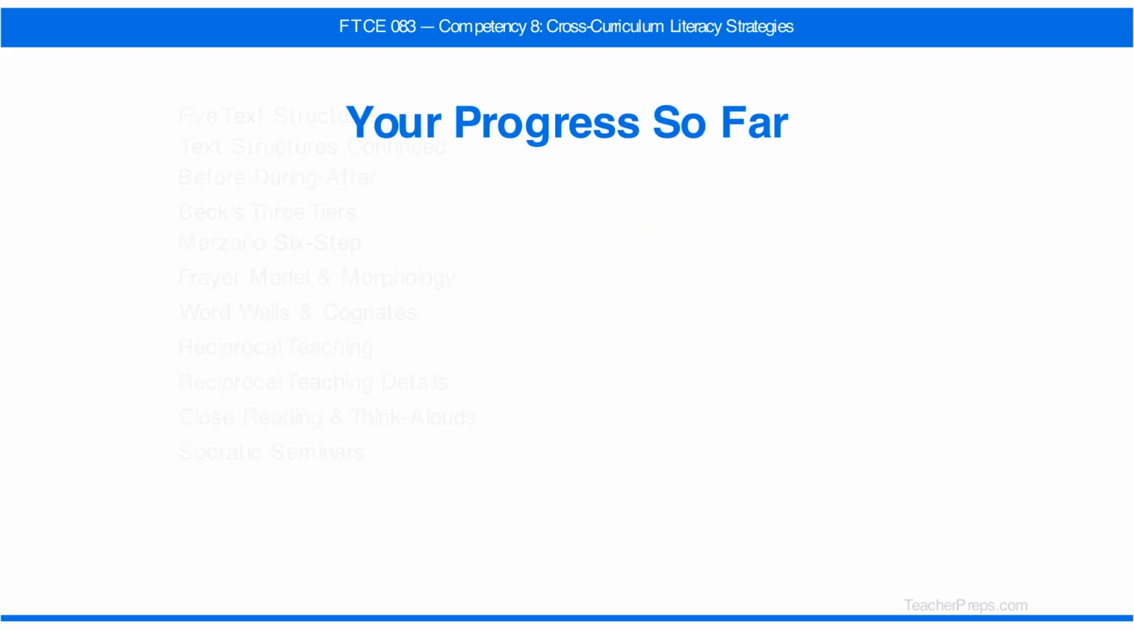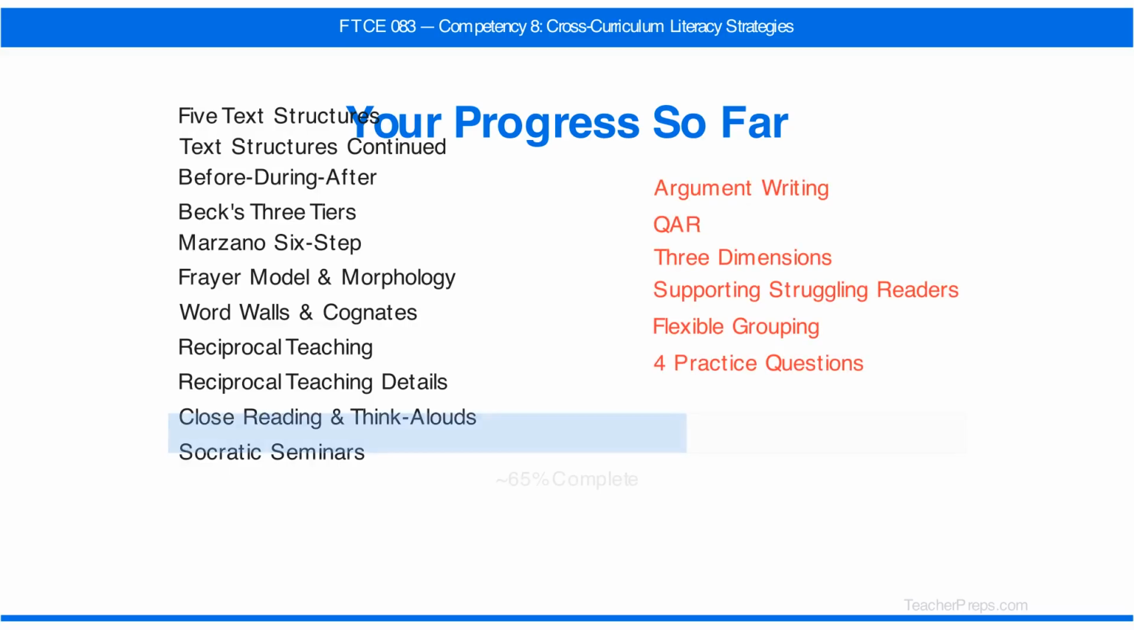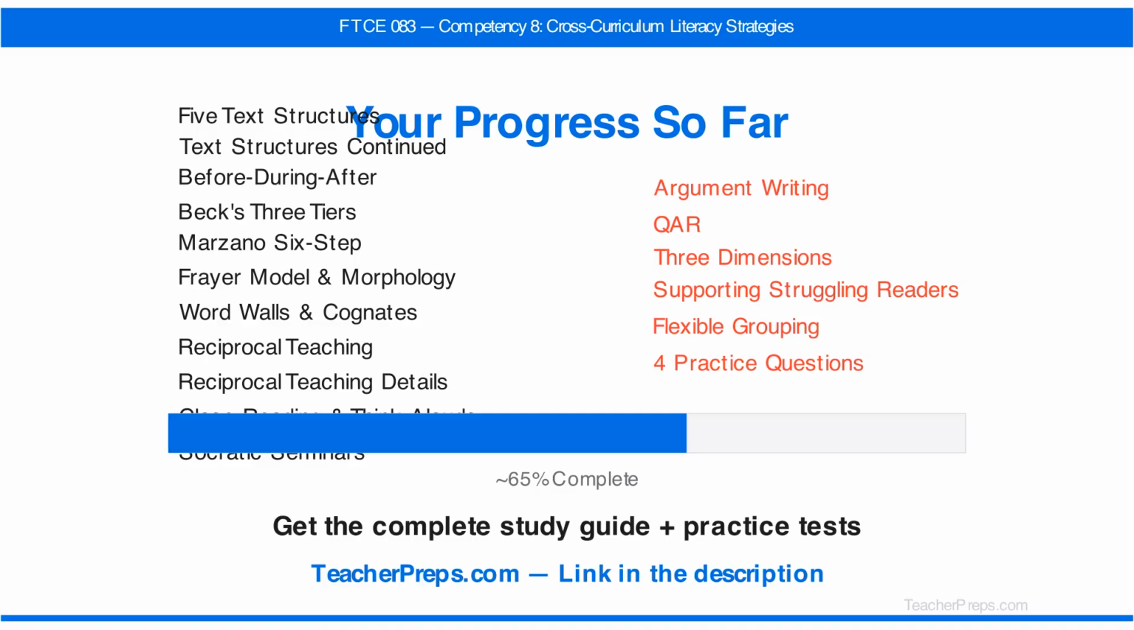Great progress, future teacher. You have covered the 5 text structures, before, during, after reading strategies, Beck's 3-tier vocabulary model, Marzano's 6-step vocabulary process, the Freire model, word walls, cognates, reciprocal teaching, close reading, think-alouds, and Socratic seminars. But you still need to master argument writing, QER, the 3 dimensions of disciplinary literacy, flexible grouping, and the 4 practice questions.